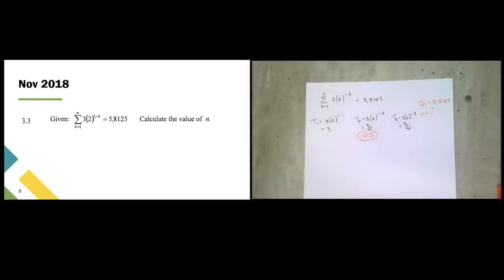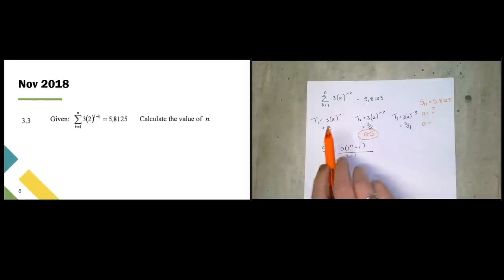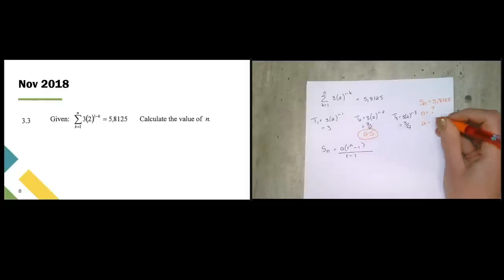Okay, so now I know the formula for the geometric series. Sn equals a bracket r to the power of n minus 1, everything over r minus 1. So what must I still write down on my shopping list? I still need to know what A is. A is my first term. My first term is 3.